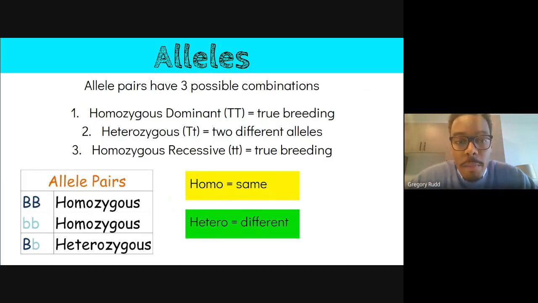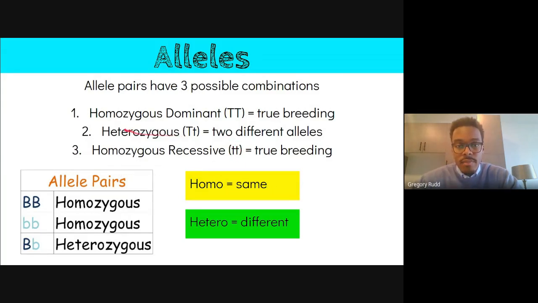Okay. So allele pairs have three possible combinations. There are homozygous dominant alleles, in which both of the letters are capitalized. We've got two dominant alleles. We call that homo because they're the same. We've got two of the same alleles. They're both capital alleles. They're both dominant. Same thing, we could have homozygous recessive if they are both lowercase or both recessive alleles. We still call it homozygous because they're the same, zygote, lowercase alleles.